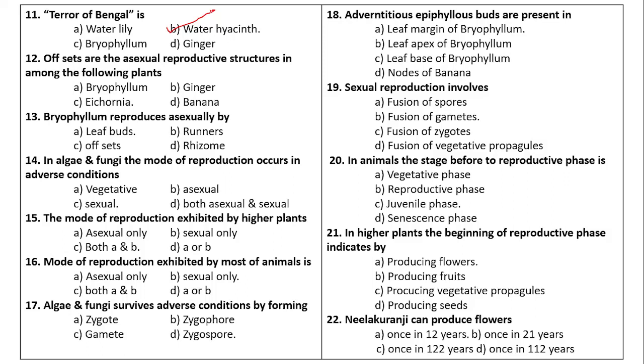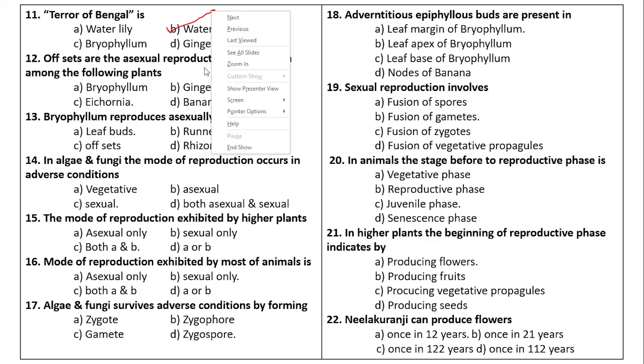Ginger is not an aquatic plant. Banana is not an aquatic plant. Then the option left is Eichhornia. Eichhornia is an aquatic plant in which the asexual reproductive structure is nothing but what? Offset. In other aquatic plants such as Pistia, the offset you can see the same.